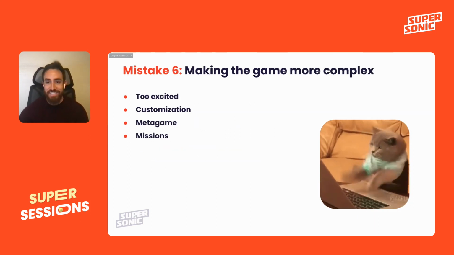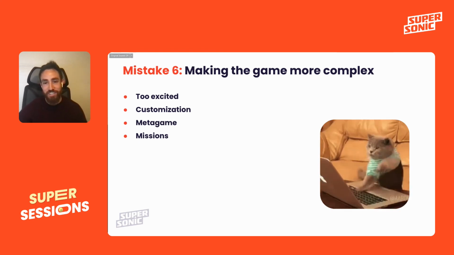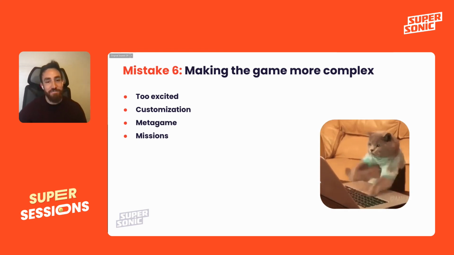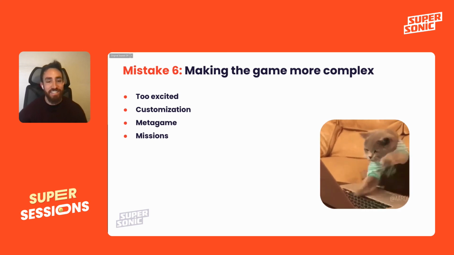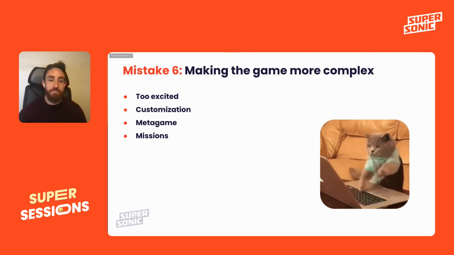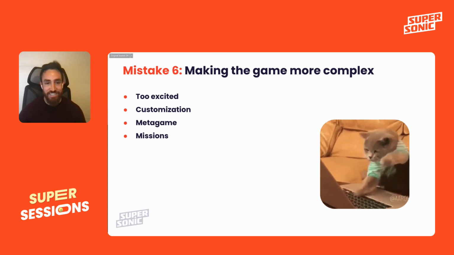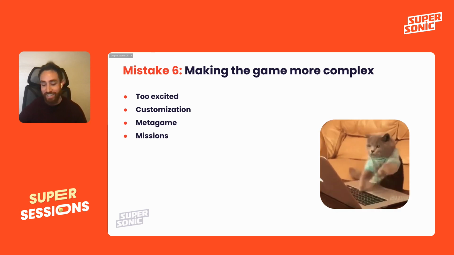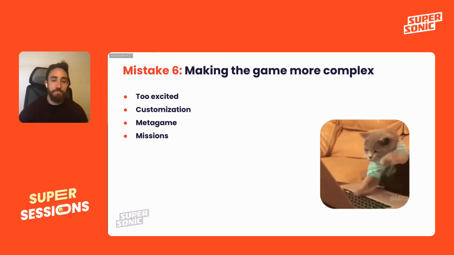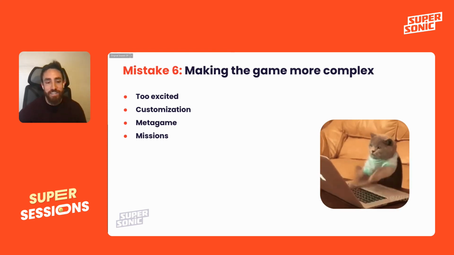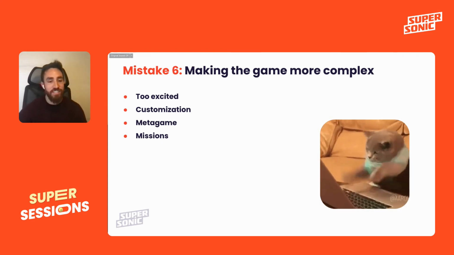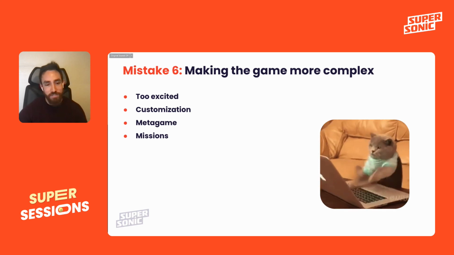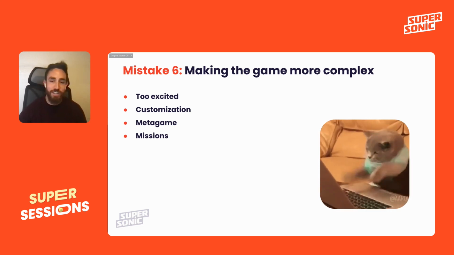Mistake number six. This one is the one that I love most because when I'm making my own ideas, I get excited and I want to make more than it's necessary. So I ended up making customizations and metagame and missions. And there was a game in the past that I could test in 2 weeks, and I waited 2 months to test because I wanted to make the game ready.